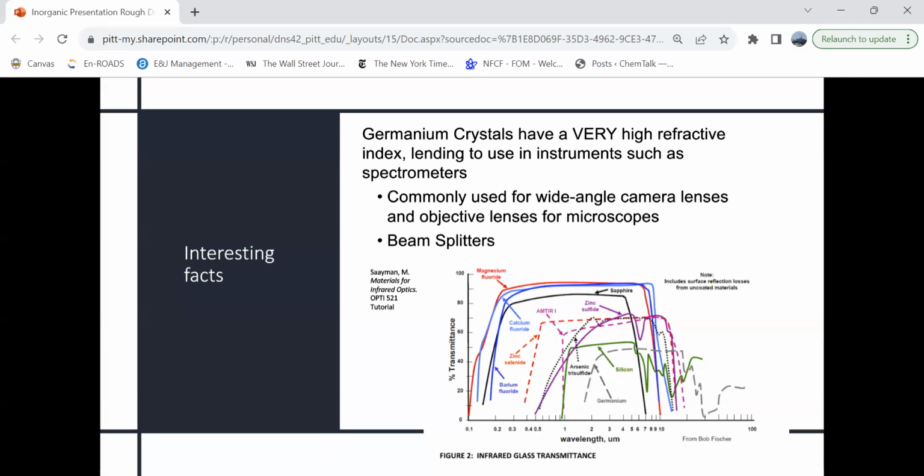including beam splitters, which are found in spectrometers or interferometers. The utility of germanium crystal is arguably higher than that of any of its other forms due to its general lack of reactivity, as shown in previous slides.